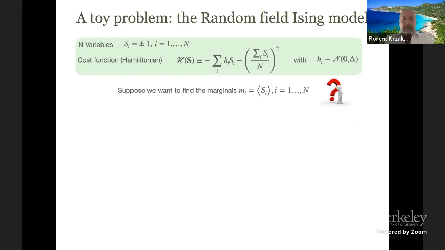All right, let's say that what we want to do is to find the marginal at finite beta. We want to sample. We want to find the expectation of s_i for a given problem.